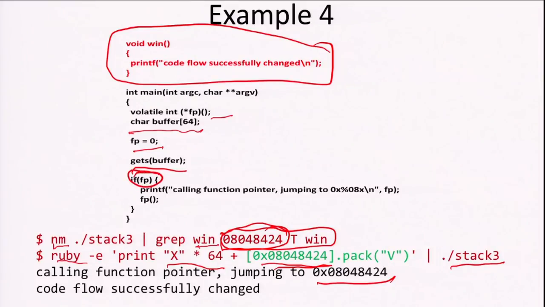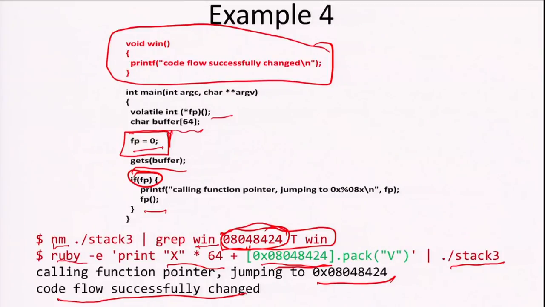pointer is being called. Now if there was no buffer overflow, then what would have happened is that initially the function pointer points to null, so this if statement should not have executed. But since through buffer overflow we modified the function pointer value to this particular address, if fp is called, then it will be non-null, and then fp will be called, and fp in this case is at this address. So therefore win will be executed and code flow will have changed successfully.